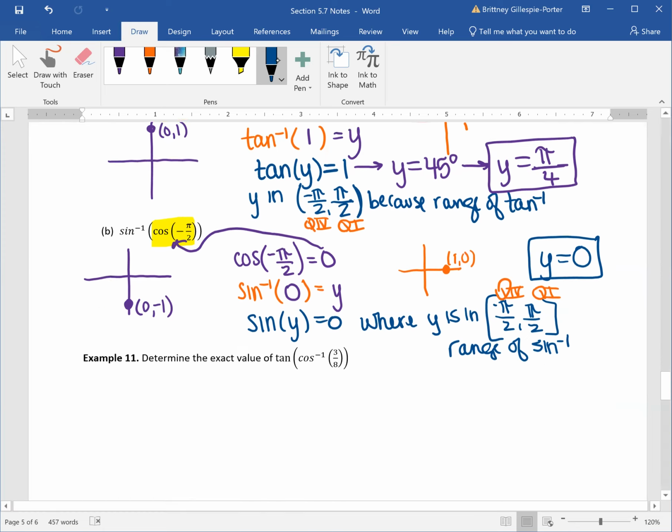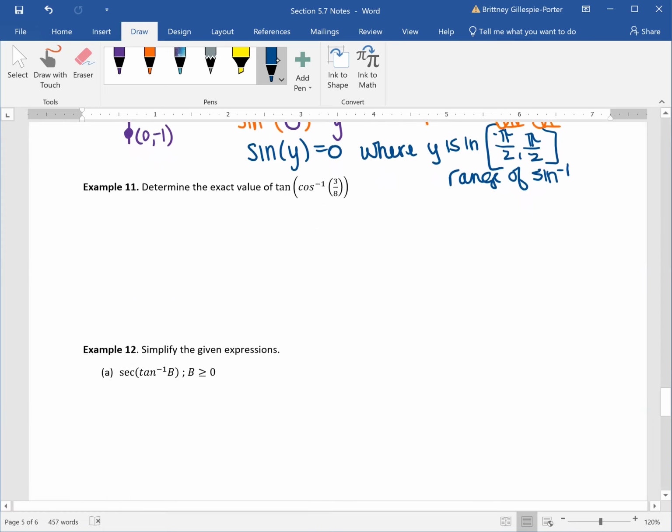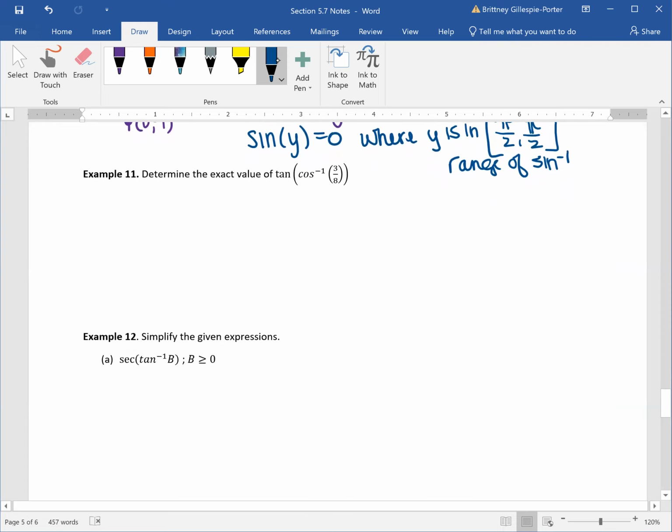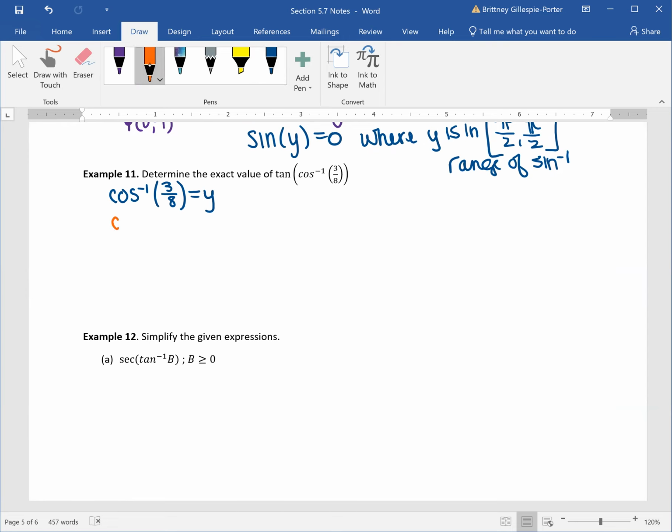Let's look at number 11. We're almost done, guys. Stick with me. We need the exact value of tangent of inverse cosine of 3 over 8. Let's tackle this inverse cosine of 3 over 8. Okay. If we set this up as inverse cosine equal to y, we can rewrite this equation saying that cosine of y is equal to 3 over 8.